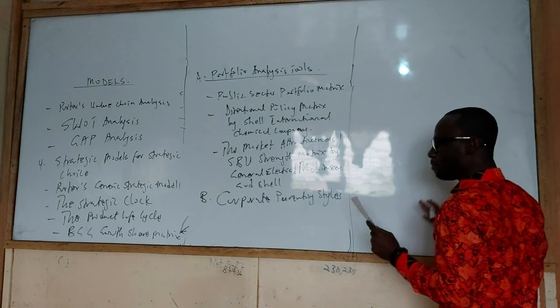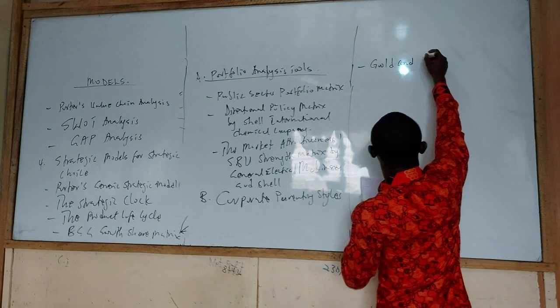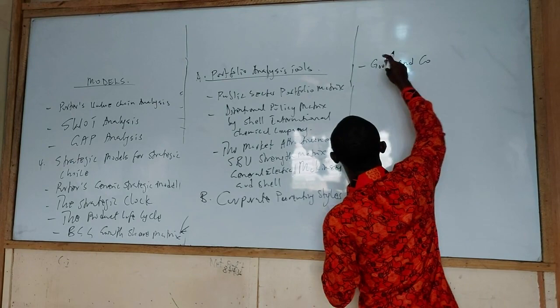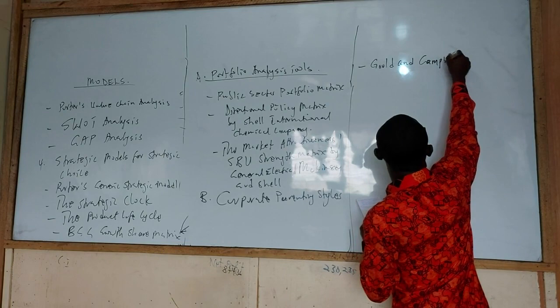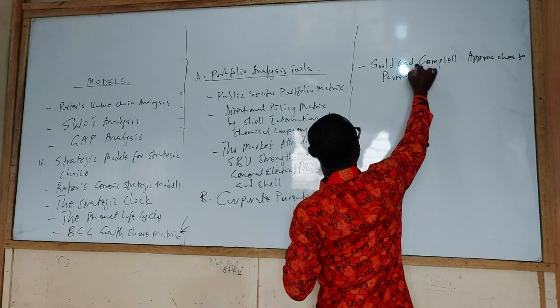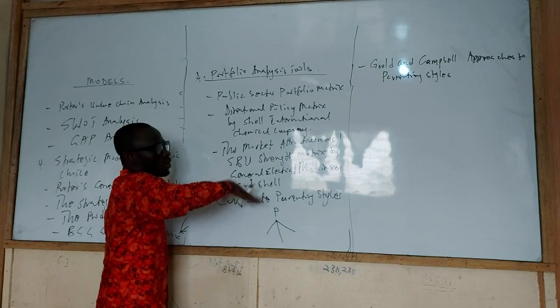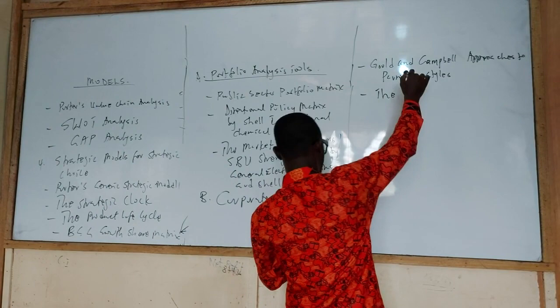Okay, so under corporate parenting style, what are we looking at? Two modules to be specific. The first one is called Goold and Campbell approaches, the approaches to parenting style. This one is about how a parent company relates with its strategic business units or subsidiaries. So how will we manage them? That's the first module. And then the second one is the Ansoff portfolio display.